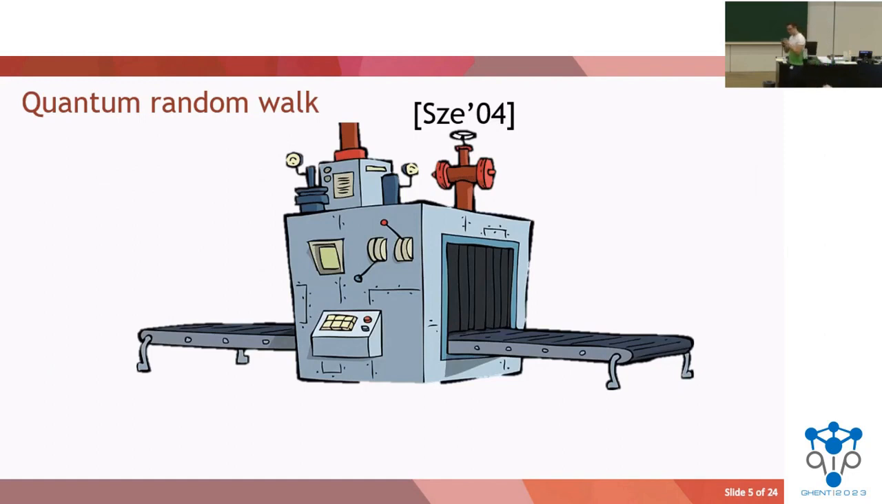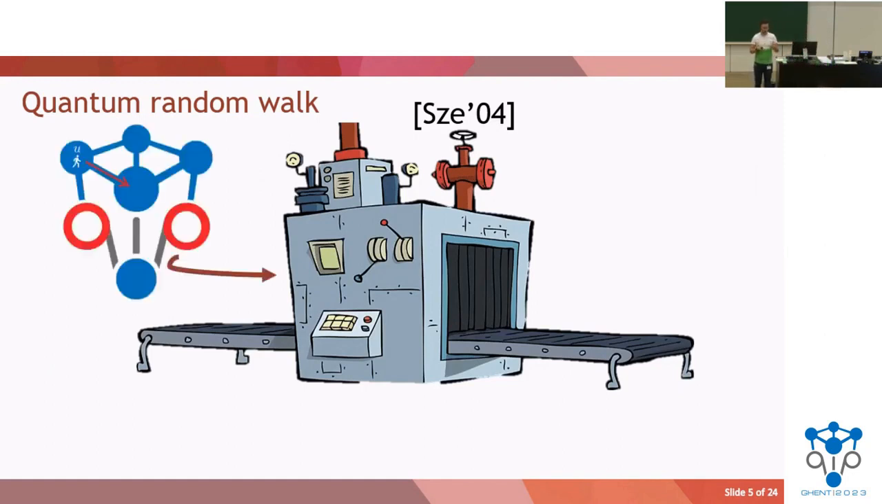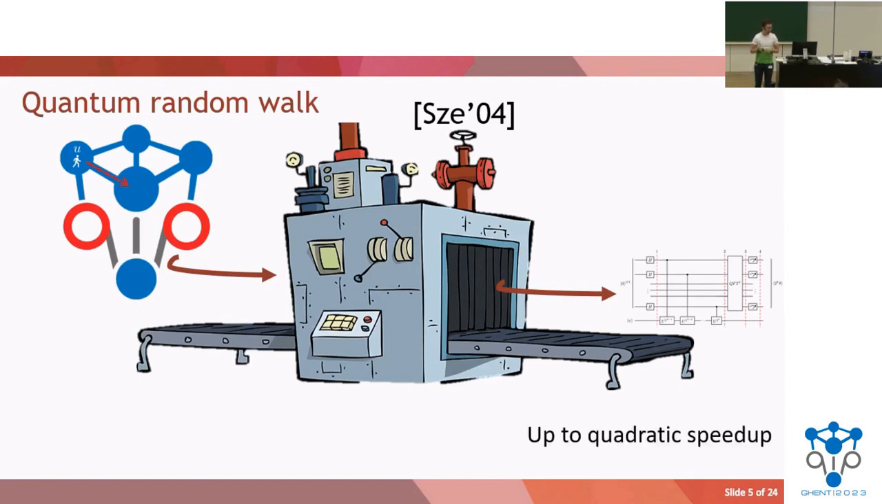Szegedy came up with a wonderful machine that allows you to start with a classical random walk. You can run it through this machine, this compiler, and you end up with a quantum algorithm. And this quantum algorithm can have up to a quadratic speedup compared to the classical random walk that you started with. This is great because it allows you to create a quantum algorithm without knowing what the machine does. You don't need to know anything about quantum algorithms.